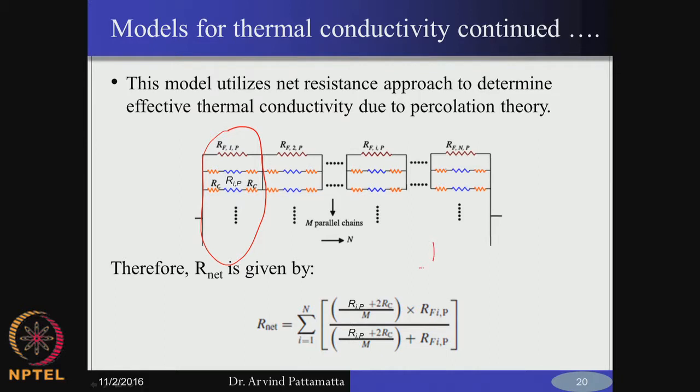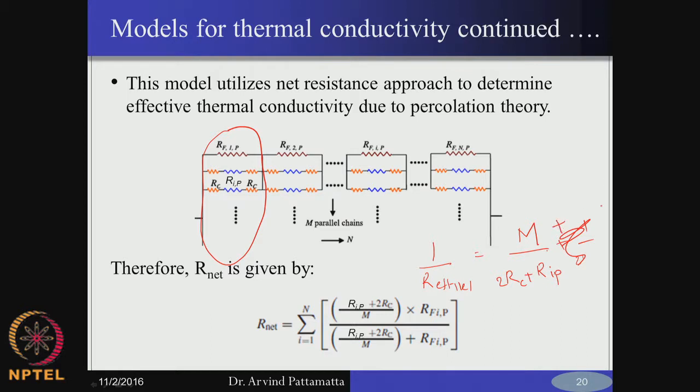So, that is 1 by R effective parallel is equal to 1 by... So, you have in series RC, 2 times RC plus RIP, and there are m such linkages in parallel. Therefore, this should be plus 1 by 2 times RC plus RP, m number of times. So, you can replace this by m by this.